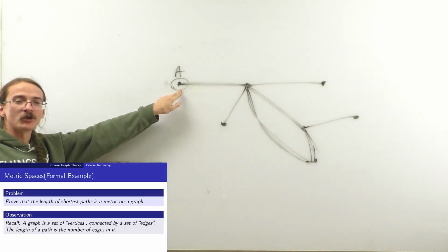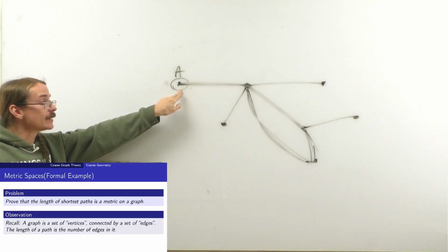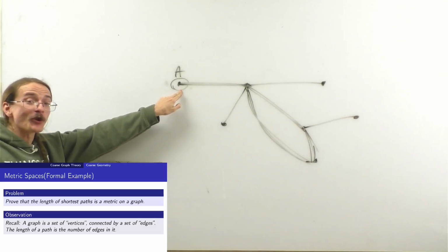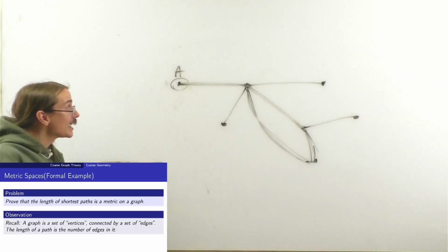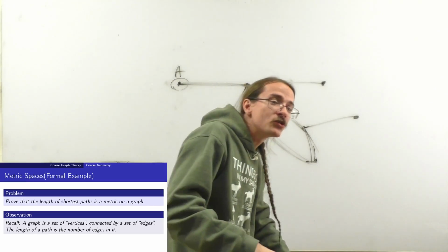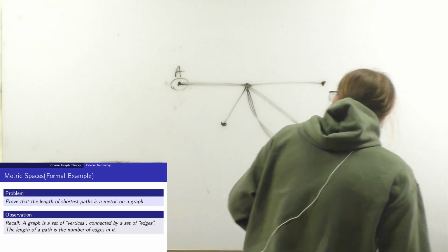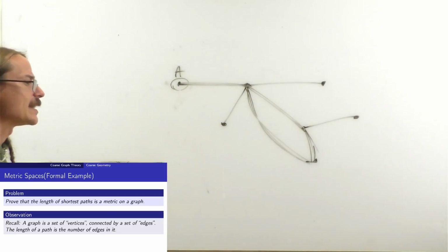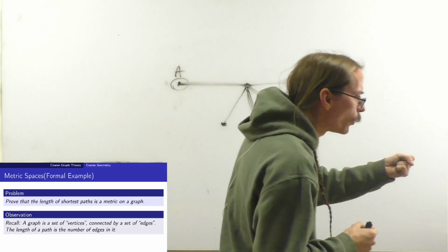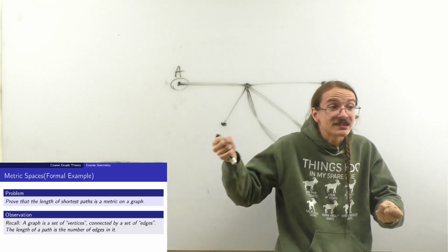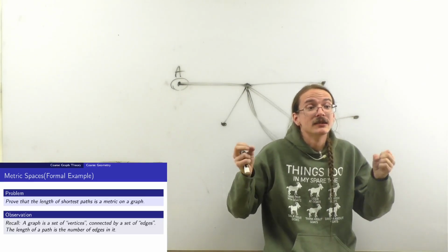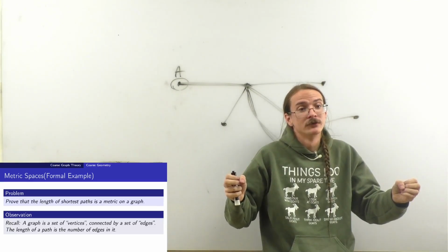What's the distance from this point to itself then? Because how many edges are in the don't-go-anywhere path? None. Okay, the distance from a point to itself is 0. We have that. QED. Next, we have to show that the distance from a point to a point that's different had better be bigger than 0.